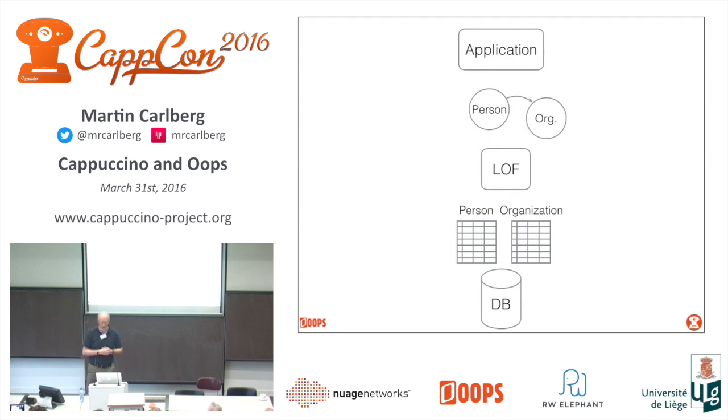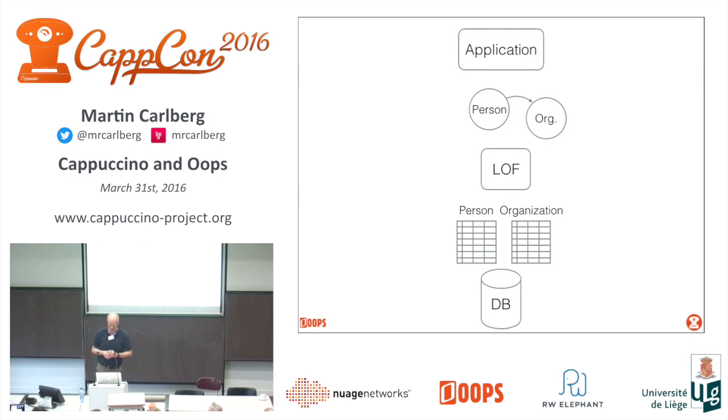As you can see at the bottom of the page, you have the database which stores different tables. I have two examples here. You have a person table with persons, with name and phone number maybe and so on. And you have an organization table. And in the middle, the Light Object Framework will try to map that to objects in your application.